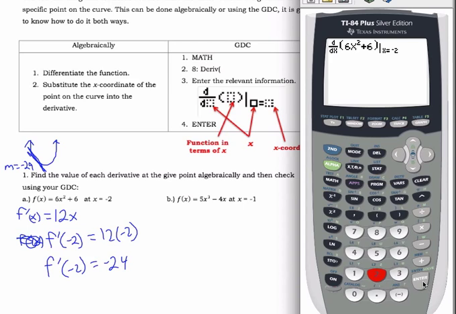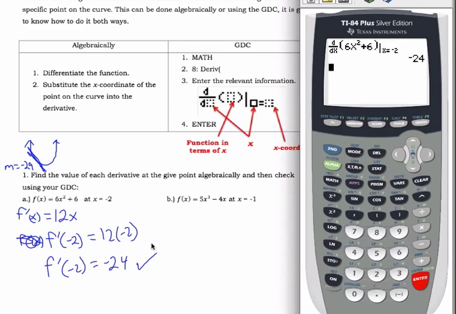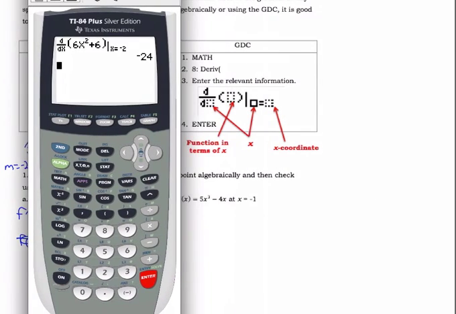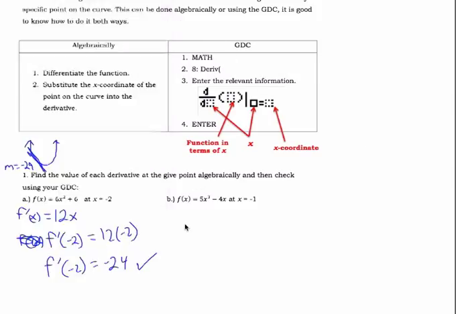Okay, so then I press enter, and you get negative 24, so that's exactly the same as when we worked it out. Okay, so this calculator feature is going to work for this simple function, very easy to do by hand, but if you have a very complicated function, the calculator is going to make it a lot easier for you. Okay, and the next one, let's try it by hand, and then with the calculator.